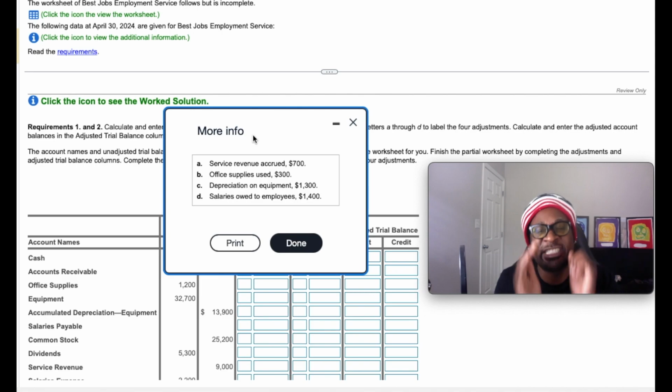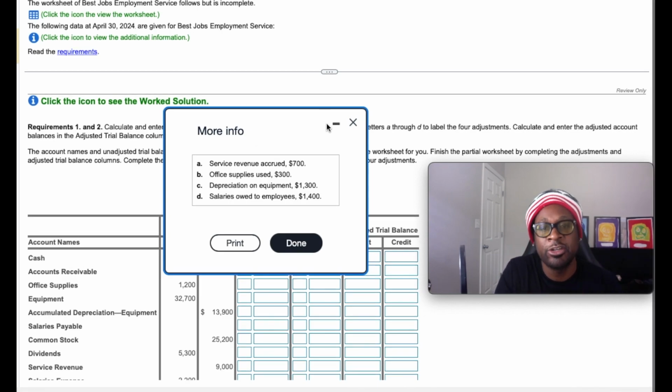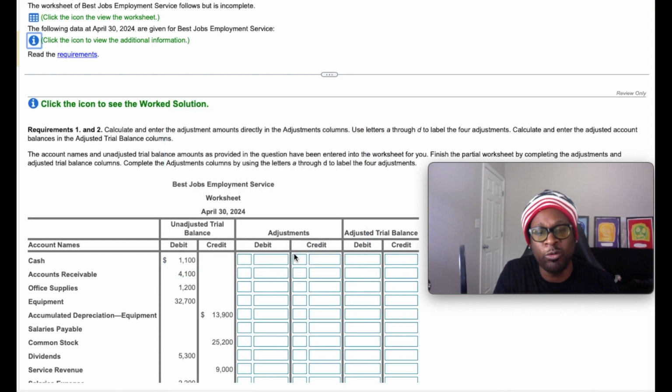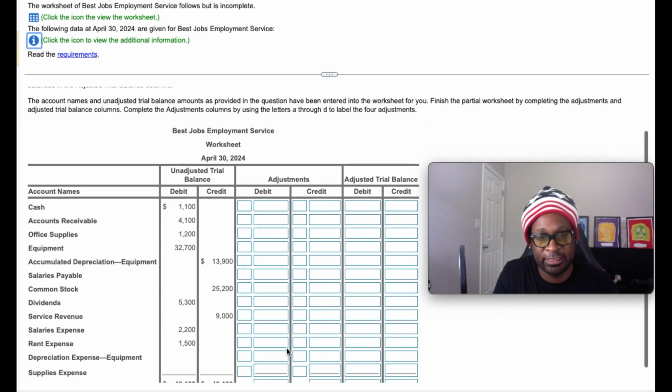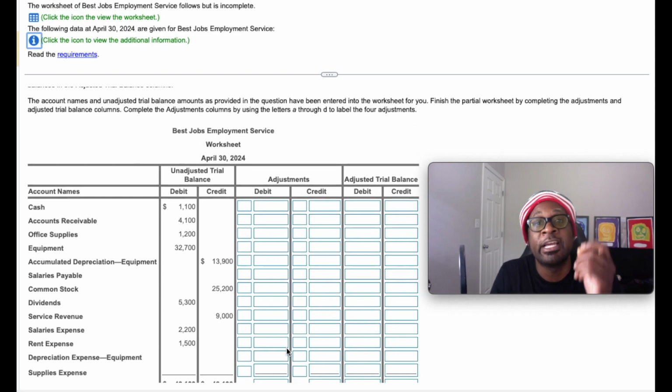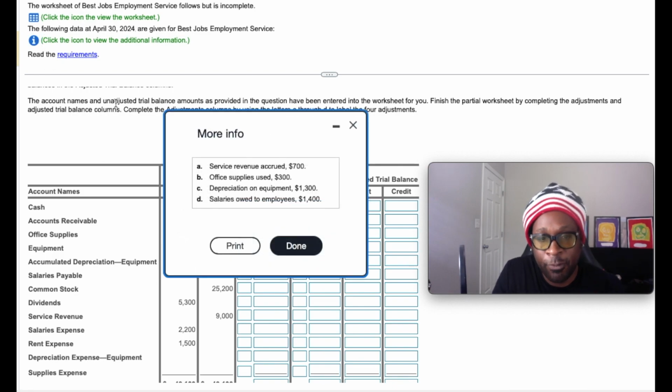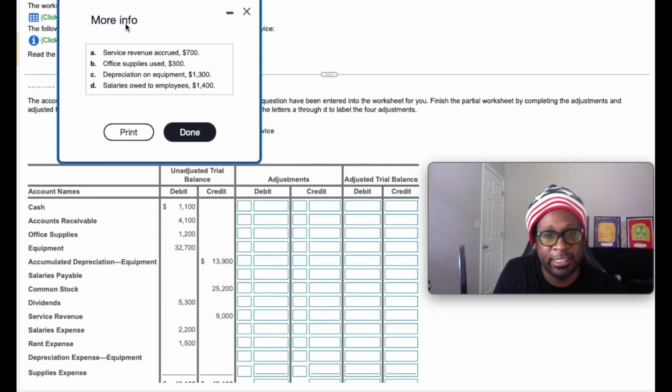So gang, just for the adjustment section, you have to realize that the only debits and credits that will be posted in the adjustment section will reflect the proper adjusting entries. And as you can see, we have 4 of those adjusting entries that we need to take care of, okay? And so let's get to it.